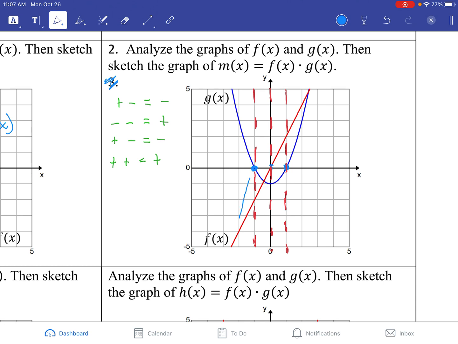We're going to go up to positive. Oh, let's make our point there a little bit better. So we're going to go up to positive, and it's going to go back through, and then the third quadrant's negative, so we're going to go down and up again. The last quadrant's going to be positive, so we're going to go back up. So here's our graph. All right, that graph's going to be called m of x.